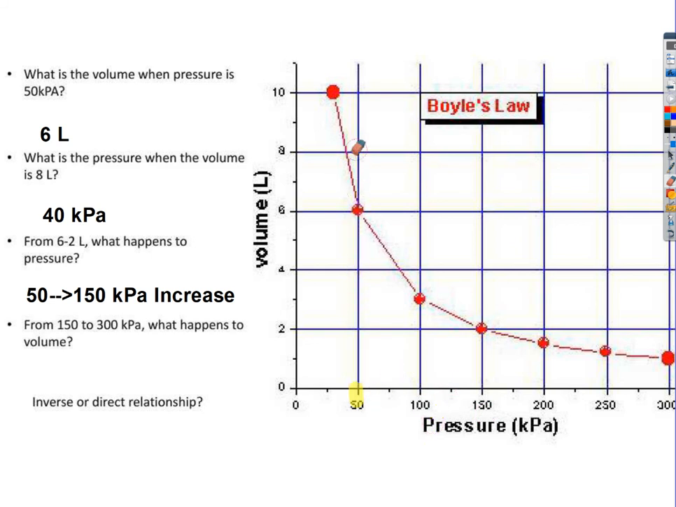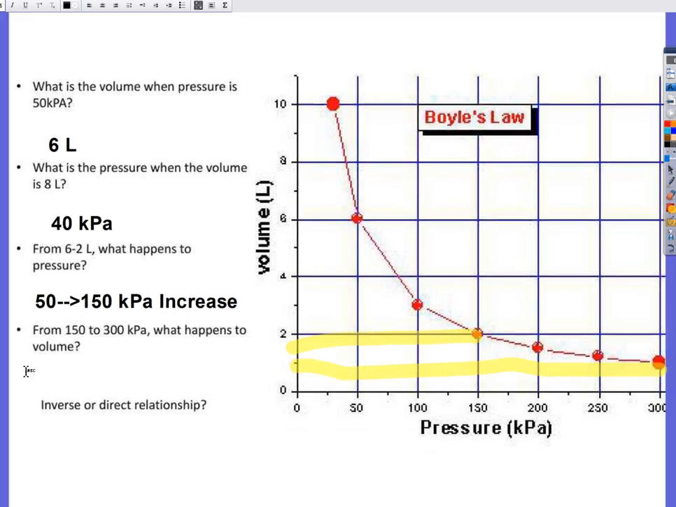At 150 kPa, the volume is 2. And at 300 kPa, the volume is only 1. So if you go from 2 to 1, the number is getting smaller. So you're going from 2 liters to 1 liter, which is a decrease. So your way to tell if this is inverse or direct, you can do this 2 ways.